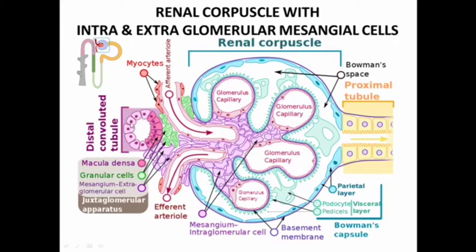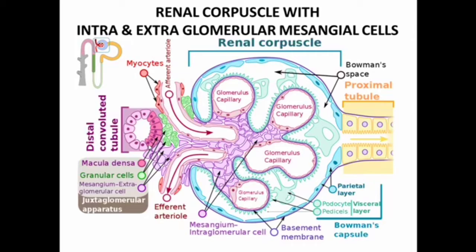Macula densa, where is it present? It is present in the distal tubule, in the terminal portion of the straight part of the distal tubule. Here you can see there is a change in the shape of these cells. They become columnar and closely packed, giving a dense appearance, and so it is called the macula densa. So macula densa is present where? In the terminal part of the straight part of the distal tubule.